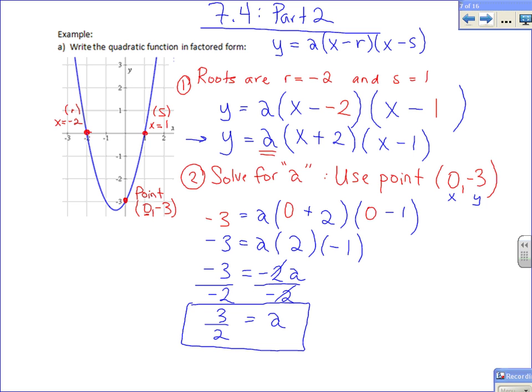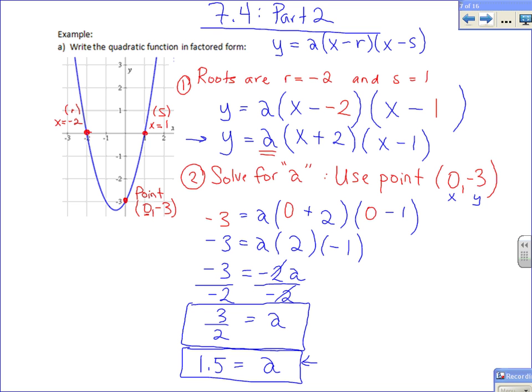I could write this as a decimal. Okay, a is equal to 3 divided by 2, which is 1.5. Both of these are totally acceptable. Okay, I just happen to like to use decimals. Sometimes it makes math a little easier when we have decimals. But either of those would be correct to use.